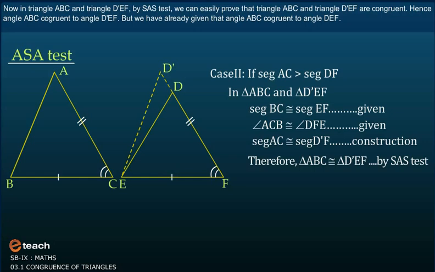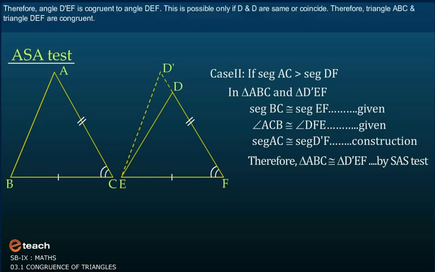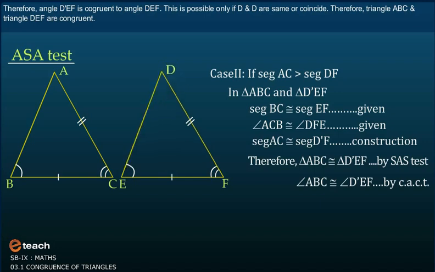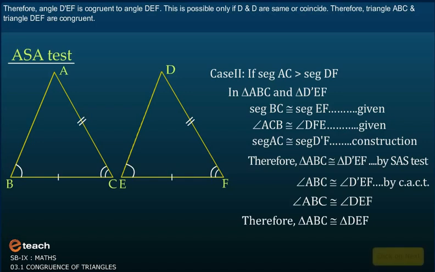But we are already given that angle ABC is congruent to angle DEF. Therefore, angle D'EF is congruent to angle DEF. This is possible only if D and D' are the same or coincide. Therefore, triangle ABC and triangle DEF are congruent.